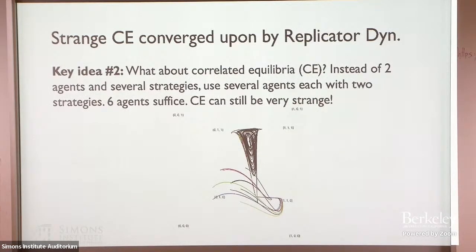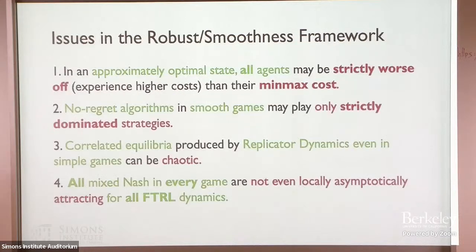All right. So a coarse correlated equilibrium can be strange. What about moving further down? What about mixed Nash? Mixed Nash cannot be strange. Mixed Nash is just a point. For topology, it doesn't get any simpler than this. But now here's the question.